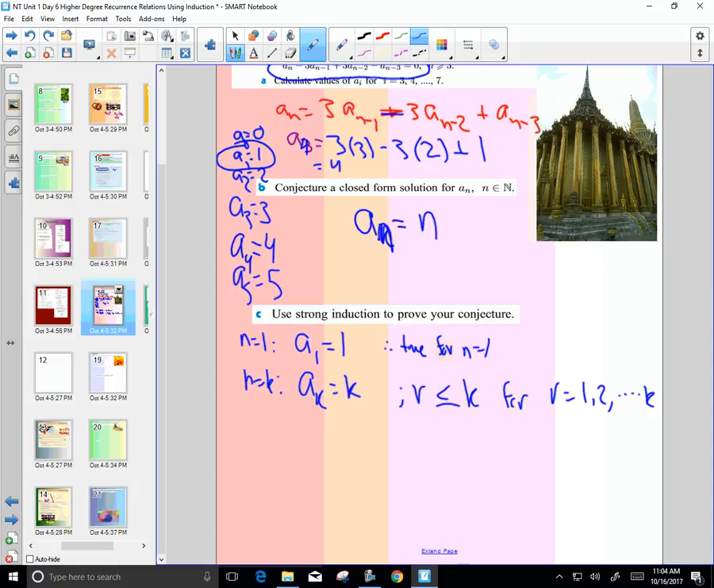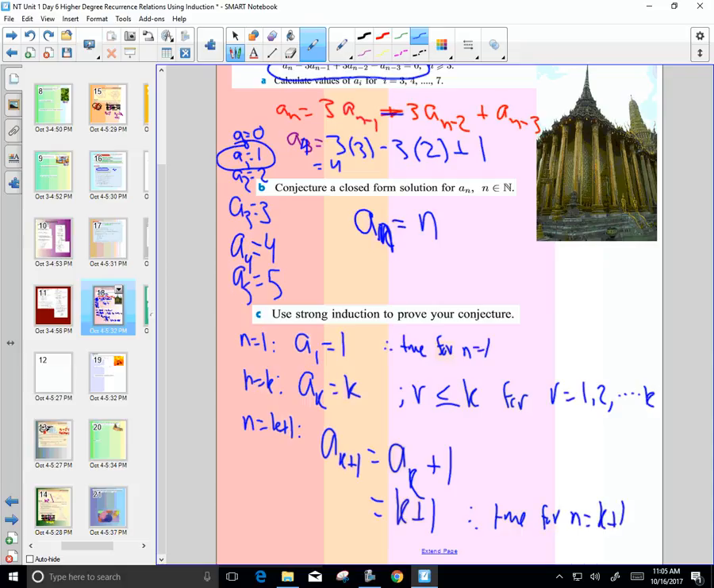I know. Okay. So then we're going to say n is equal to k plus 1. So now a of k plus 1 is going to be what? k plus the previous one, which is a of k plus what? Plus 1. And a of k is k. Did we prove that? Yes, true for n equal to k plus 1, and then you can state the rest.